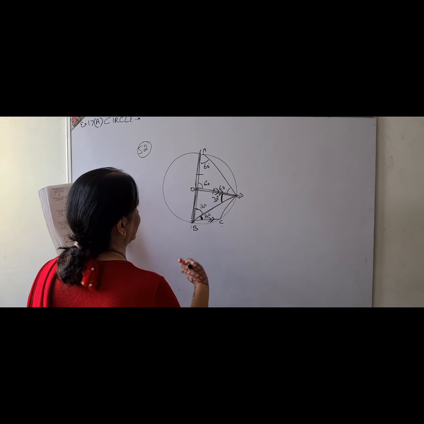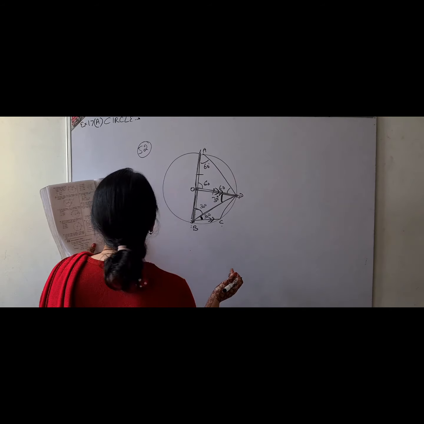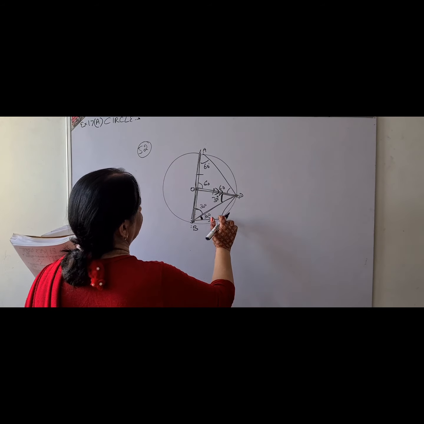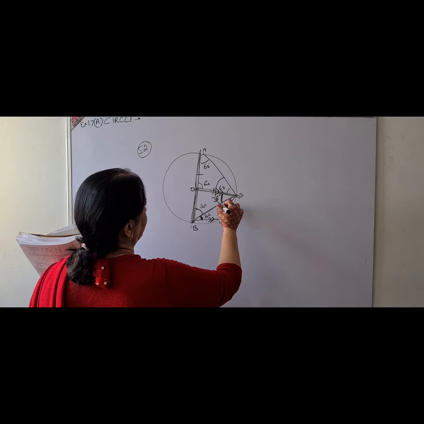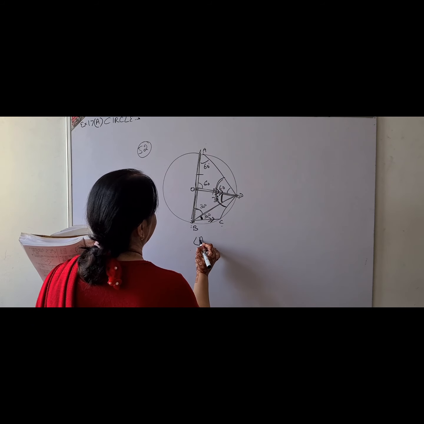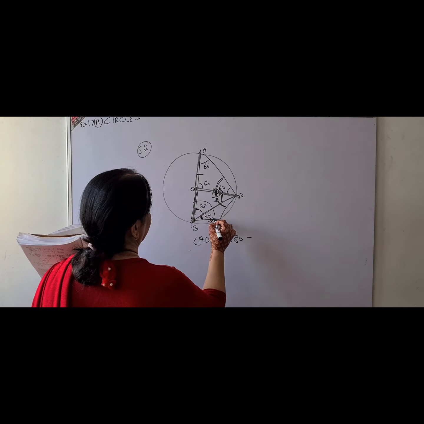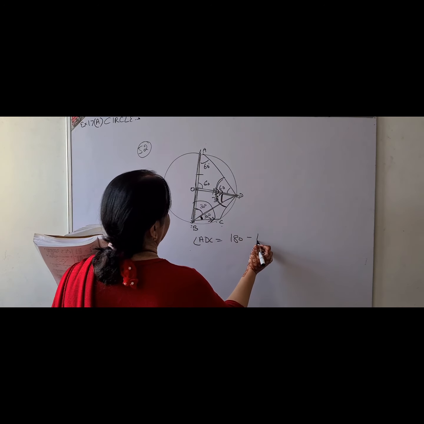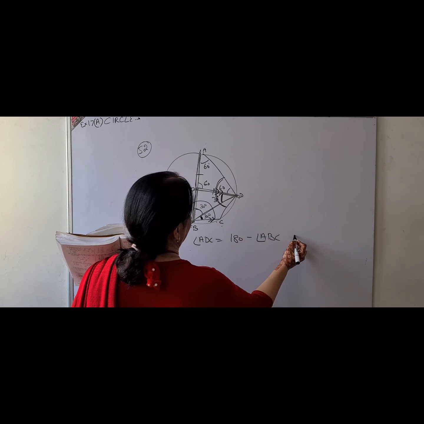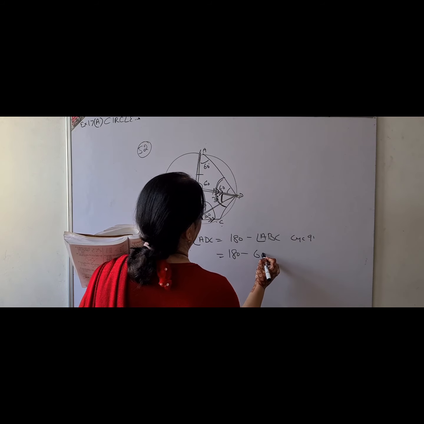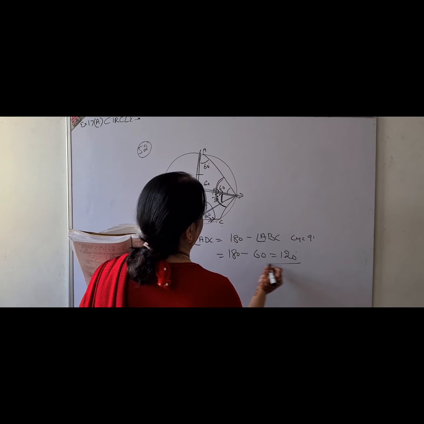So everything is interrelated to each other. Last is ADC. Angle ADC is equal to 180 minus angle ABC. Why? Cyclic quadrilateral. So this will be 180 minus 60, and that is your required answer.